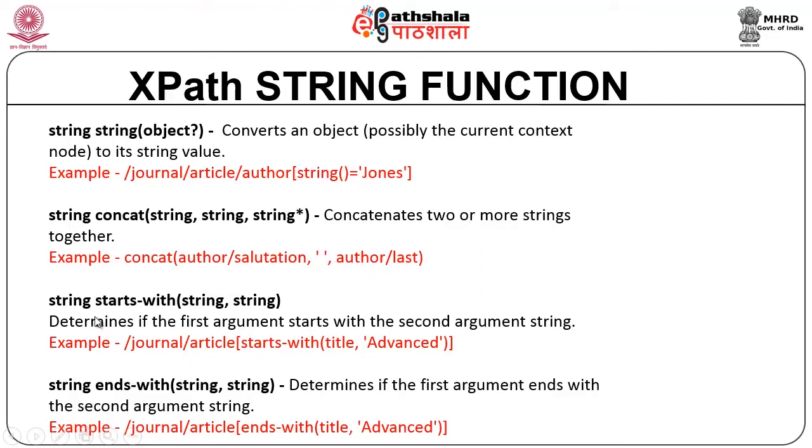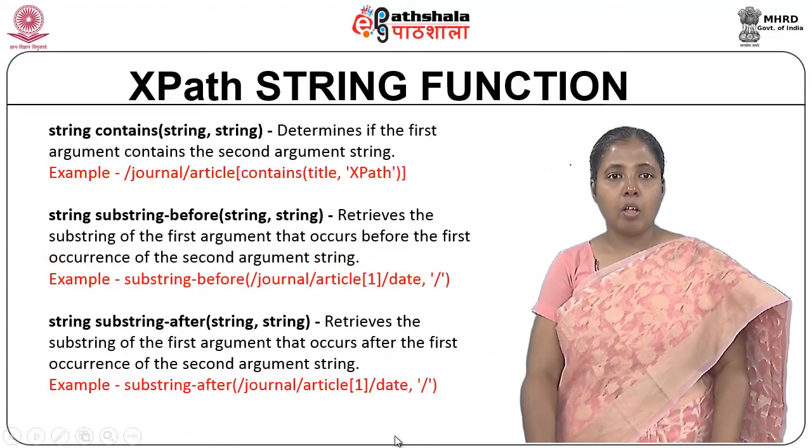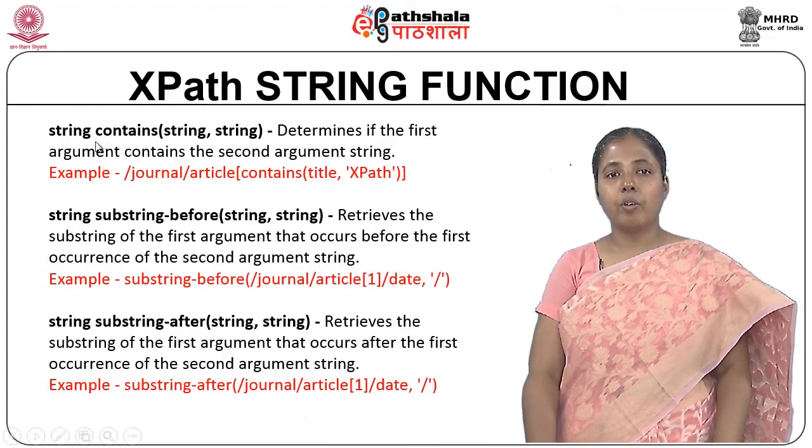And then we can use a function called starts-with. This determines if the first argument starts with the second argument string. Here it checks whether the title starts with 'Advanced'. And now this is an example which determines if the first argument ends with the second argument string. So it checks whether the title element ends with 'Advanced'. And some more string functions are given here.